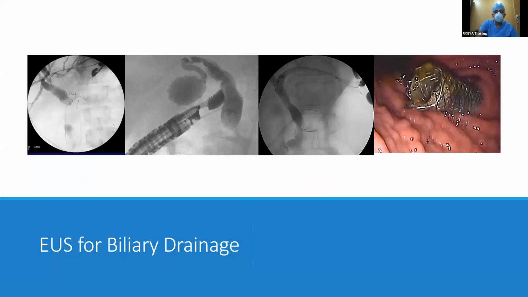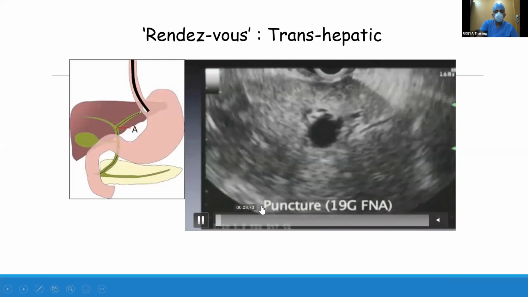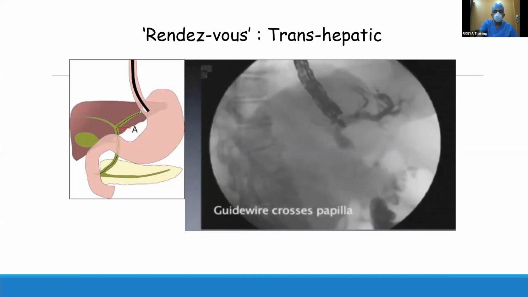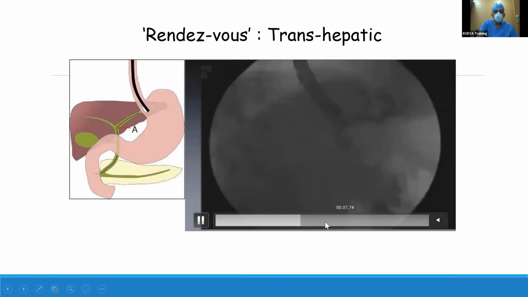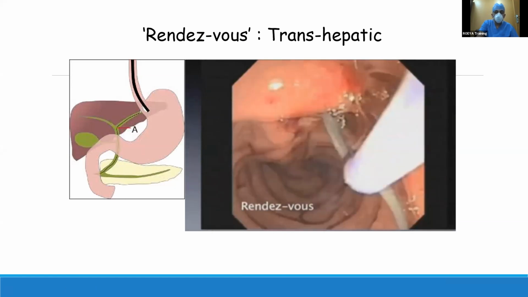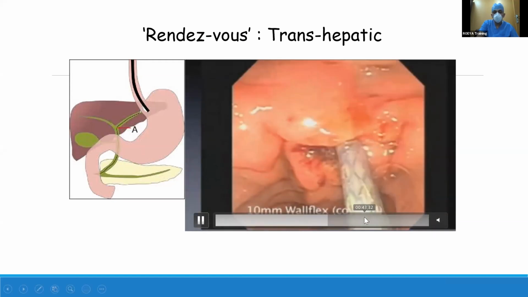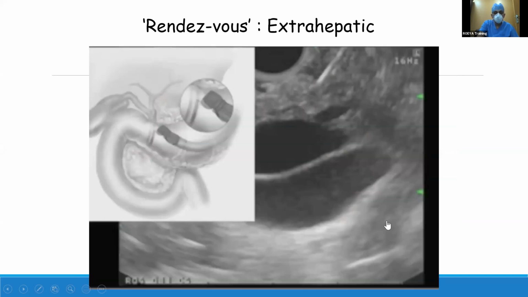So this is an example of a transhepatic rendezvous. You puncture from the liver, from the left system, you inject contrast, and then you have a very good nurse pass the guide wire from the left system to the common bile duct. Then you go with another ERCP scope, catch the guide wire, and put the stent. So this is the typical EUS transhepatic rendezvous.